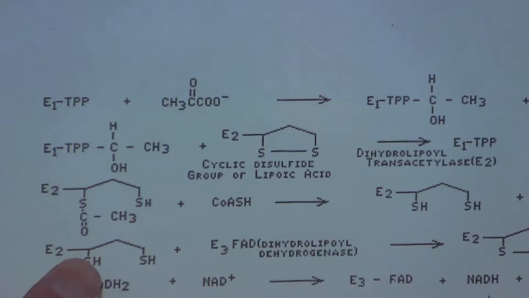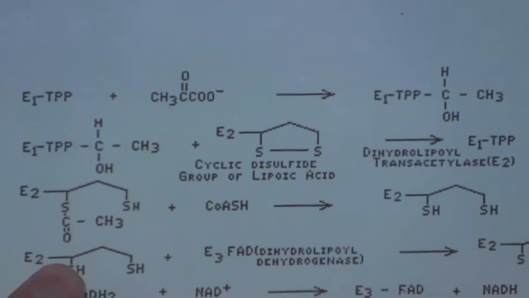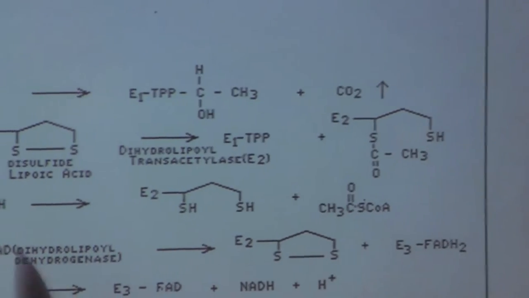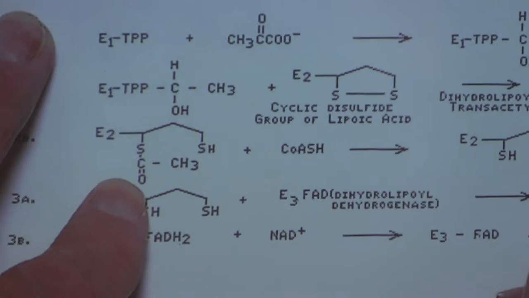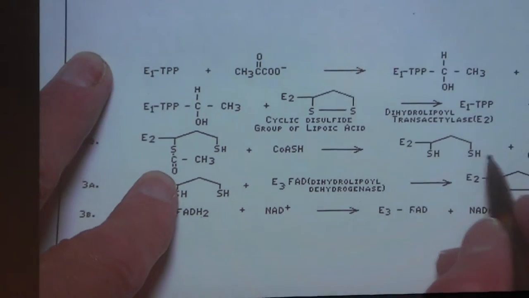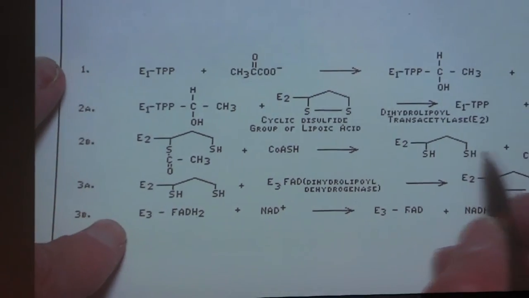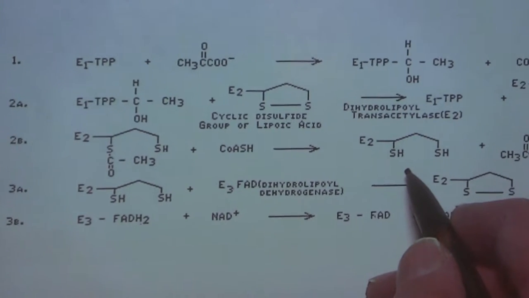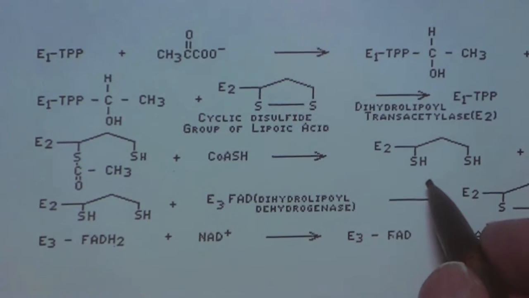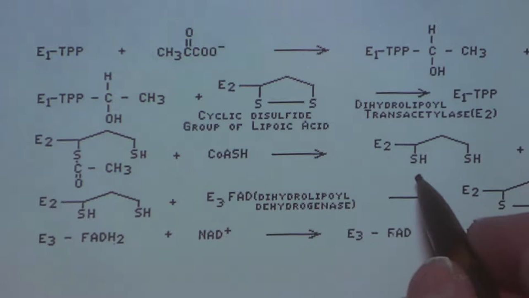Why do we want to make acetyl-CoA? Because that's what we indicated in the overall reaction. So, now the lipoyl is now dihydrolipoyl. This is what is meant by dihydrolipoyl. We have two SHs next to each other. But because they are reduced, they contain energy. And the next step is to get the energy out of those SHs.